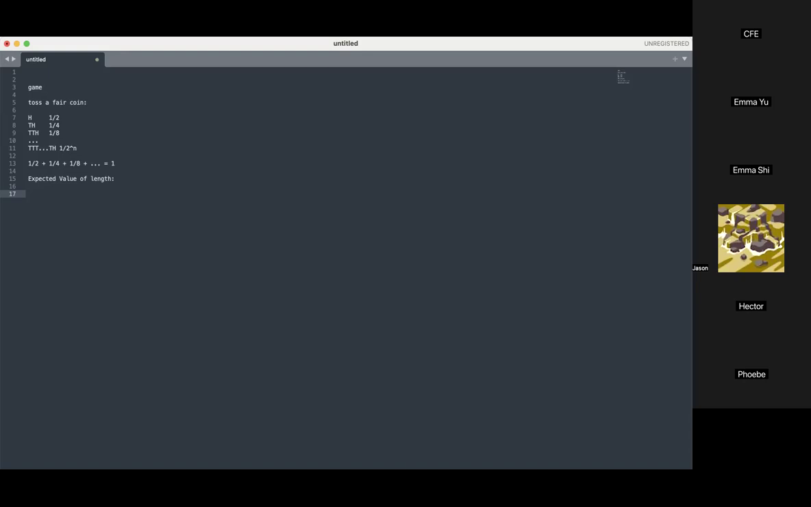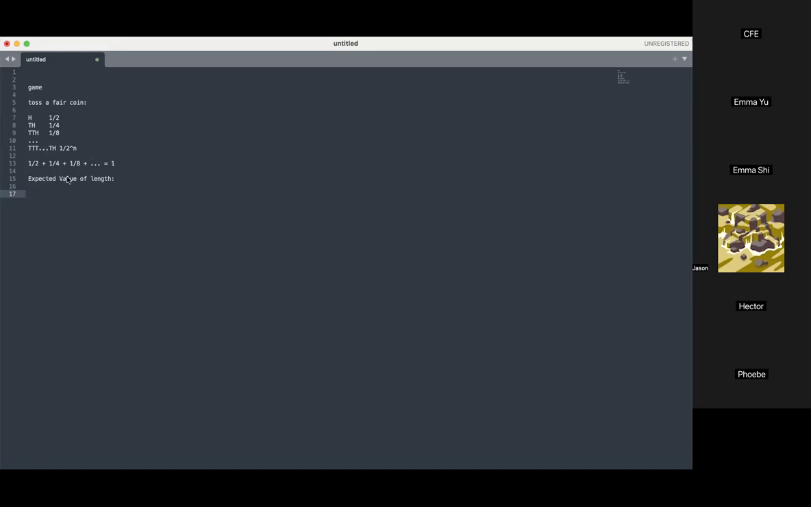Let me give you a hint. What is the expected value? Expected value is just value times its corresponding probability, right? For H, what is the value and what is the probability? 1/2 times 1/2. Wait, no. What is the value for H? One. Yes, it is 1.